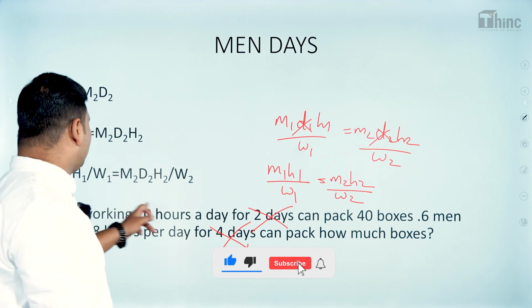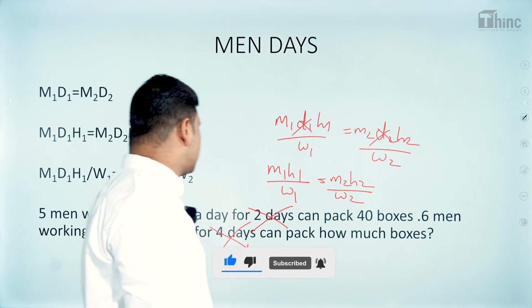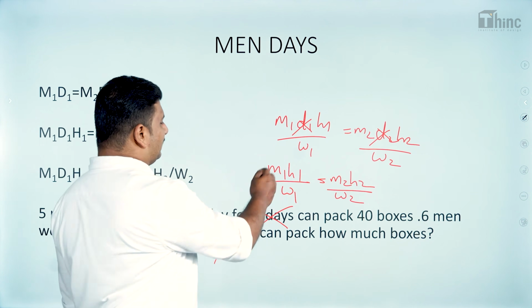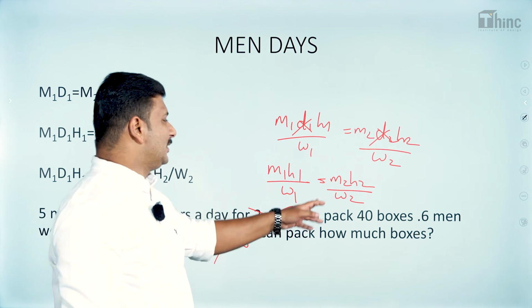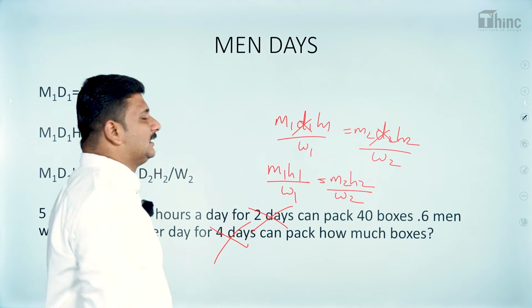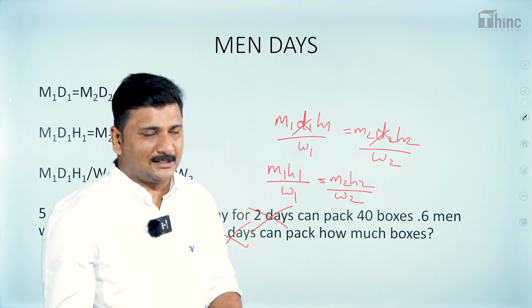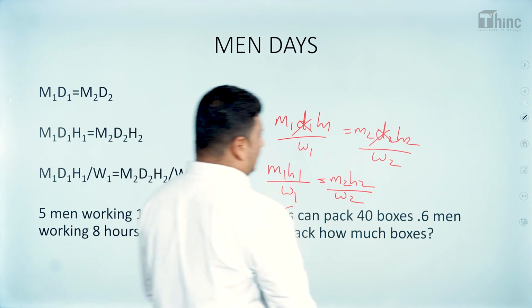So we can just substitute: 5 men working for 10 hours can pack 40 boxes. 6 men working for 8 hours can pack how many boxes is the question. So we know M1, H1 and W1, M2, H2, and W2 is what is missing. You can just substitute and find the value of W2. So if something is missing in the question, eliminate it from both the sides. Okay, let's keep moving.